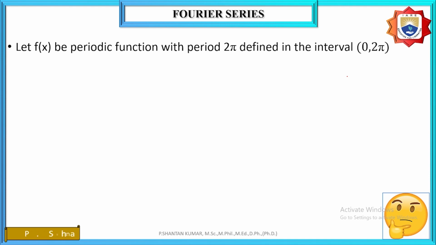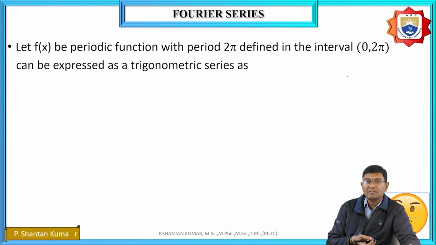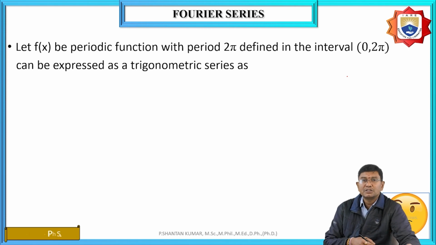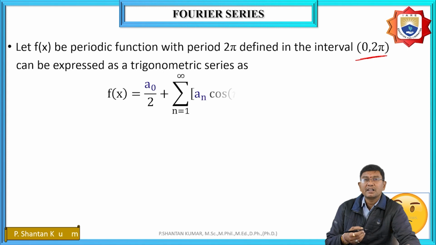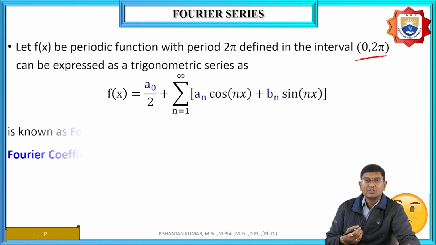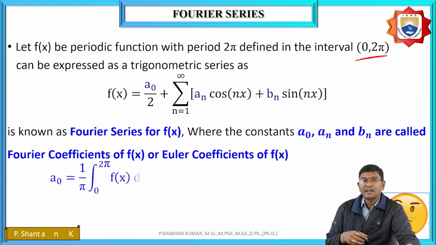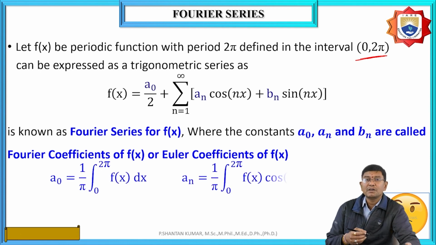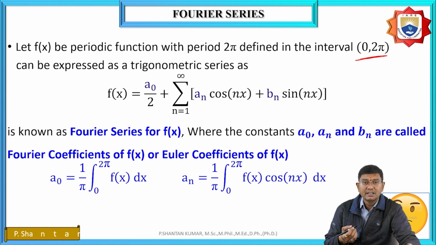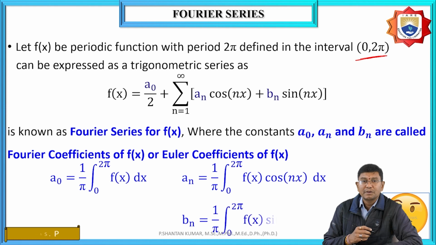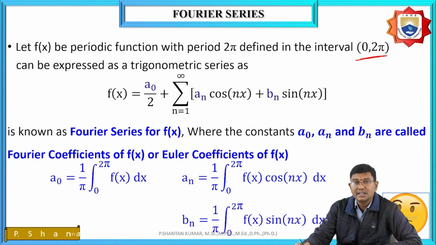For example, the limits are 0 to 2 pi. Here, 0 to 2 pi is nothing but c to c plus 2 pi. Here, when c is equal to 0, the limits automatically change to 0 to 2 pi. That means a naught is 1 by pi, integral 0 to 2 pi f of x dx, and an is 1 by pi, integral 0 to 2 pi f of x into cos nx dx, and bn is 1 by pi, integral 0 to 2 pi f of x into sin nx dx.